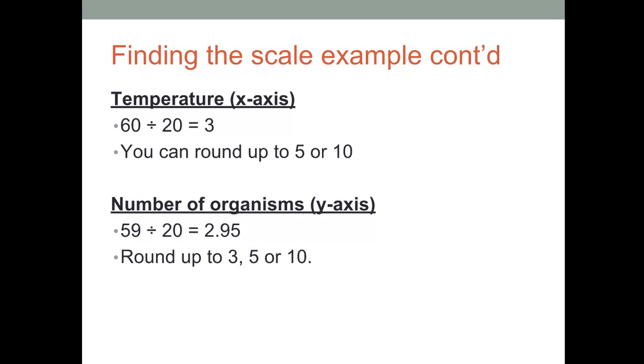So for temperature, we take 60 divided by 20. That gives us 3. 3 is pretty easy to count with, but if you don't like it, you can always round up to 5 or 10. Those would be simple numbers.